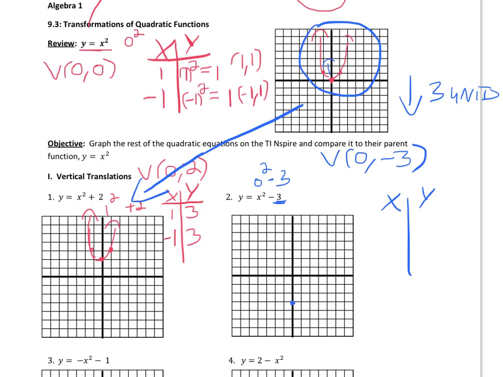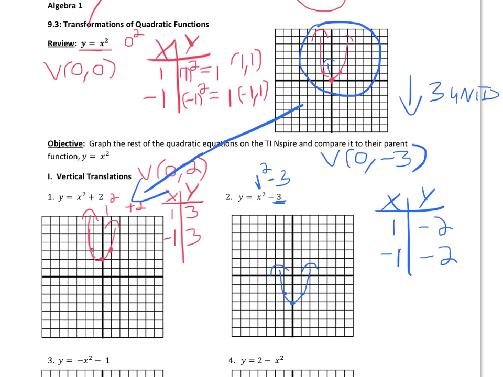Again, same thing. If I make a little xy chart, I want 2 other points. I plug in 1 and negative 1. If I plug in 1, it becomes 1 squared minus 3. 1 squared is 1. 1 minus 3 is negative 2. So we get 1, negative 2, which is right here. I'm going to get the same value when you plug in negative 1. So negative 1, negative 2 is right here, and it goes up. Now the shape doesn't change at all, but I just move it down 3 units.